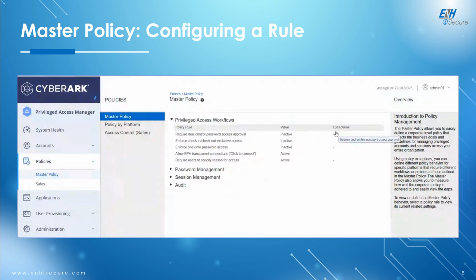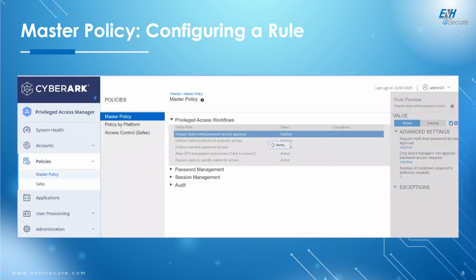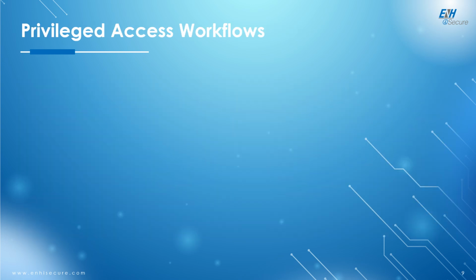To configure a master policy item, we simply select it and click the pencil icon to change the value. After changing the value, we click the floppy disk icon to save. Let us now examine each section of the master policy in detail. Let's start with privileged access workflows.